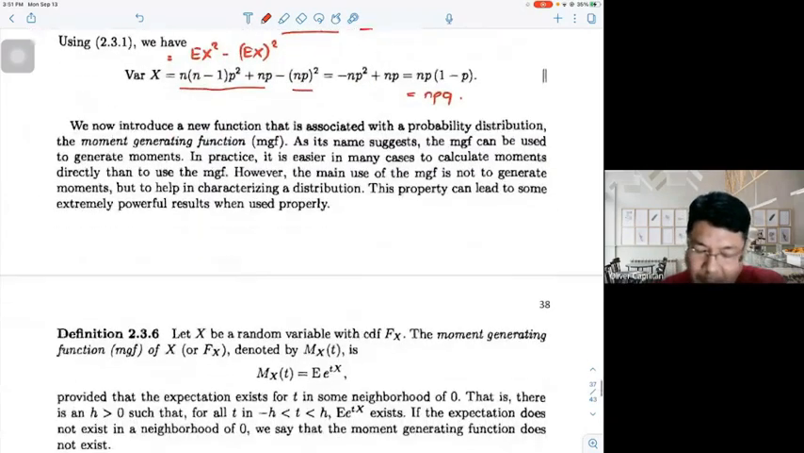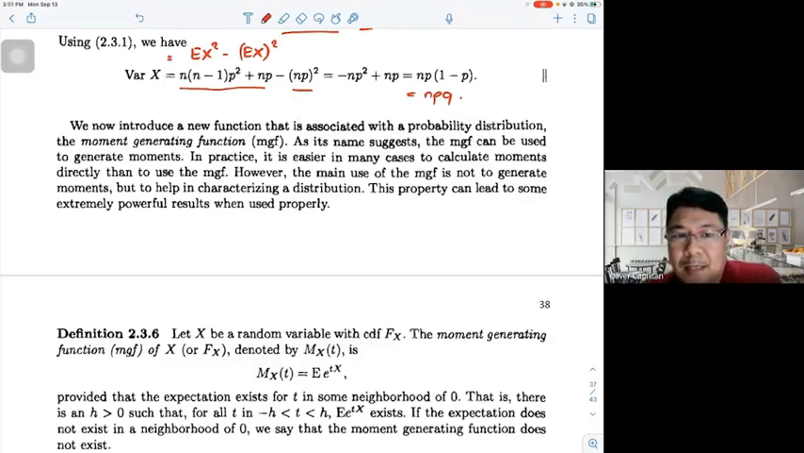Next, we're going to learn another function associated with our probability distribution. We call it the moment generating function, or the MGF. So, moment generating function.